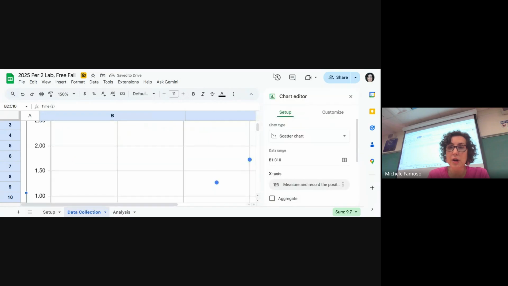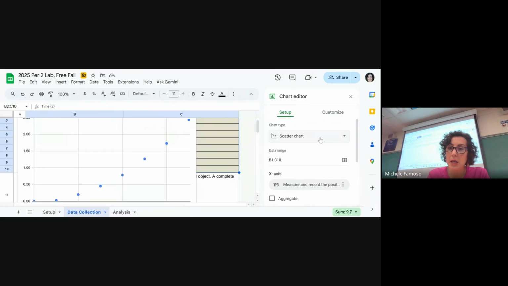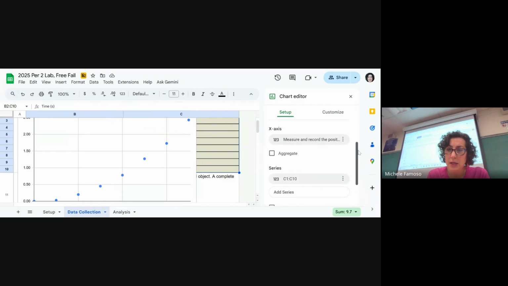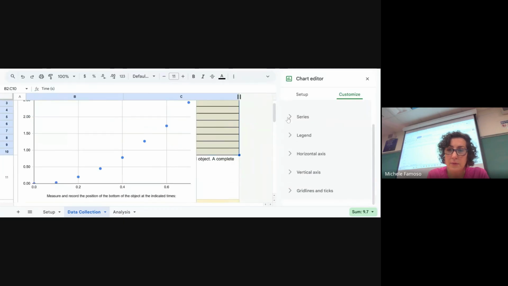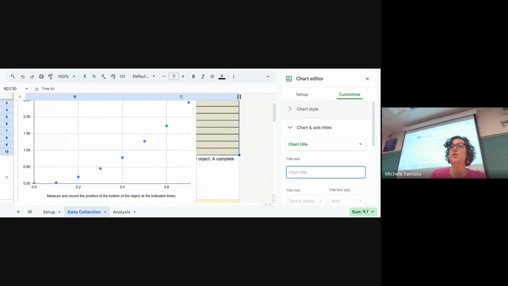It says Scatter Chart. I'm going to make my screen a little bit smaller now so I can see everything here a little bit better. I do want a scatter chart. Let's customize it because I don't think anything is labeled on the graph. So to customize it, I got to edit things. Chart and axis titles. What should the title of this graph be?